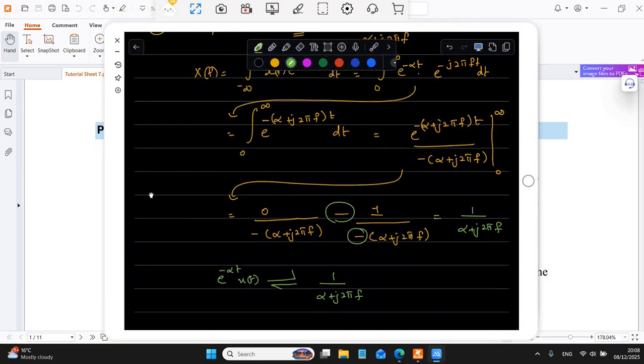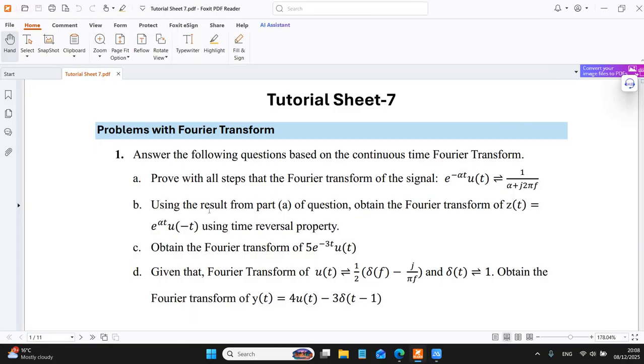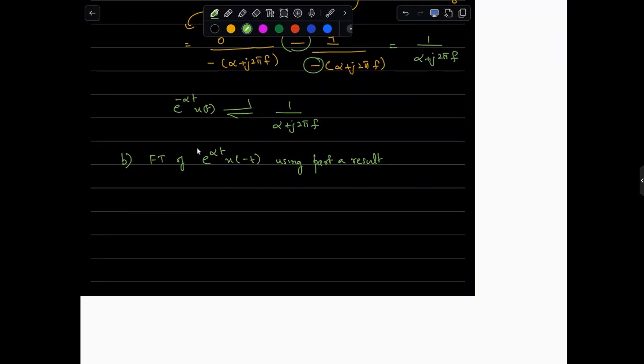Now you have to use part A and obtain the Fourier transform of z of t equal to e power alpha t into u of minus t. That means we want to find the Fourier transform of e power alpha t into u of minus t using the part A result. So this is what we want to do.